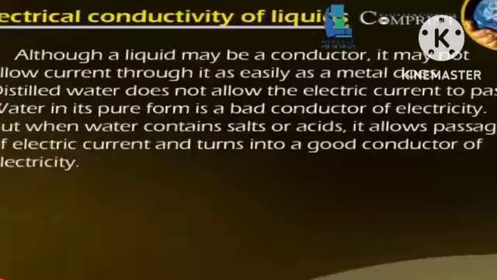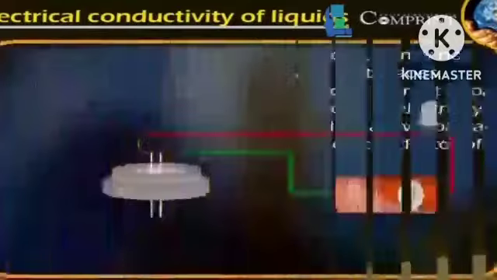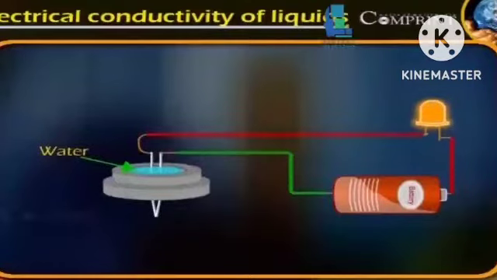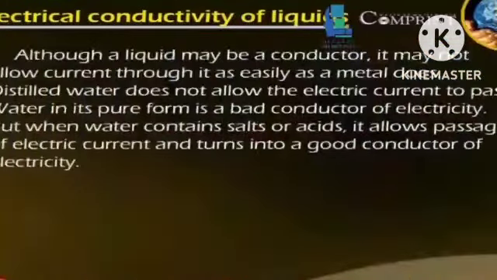Although a liquid may be a conductor, it may not allow current through it as easily as a metal does. Distilled water does not allow the electric current to pass. Water in its pure form is a bad conductor of electricity, but when water contains salts or acids, it allows passage of electric current and turns into a good conductor of electricity.